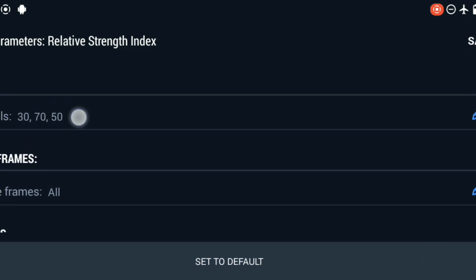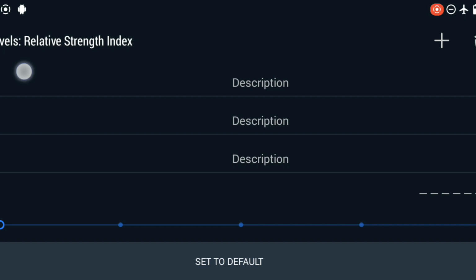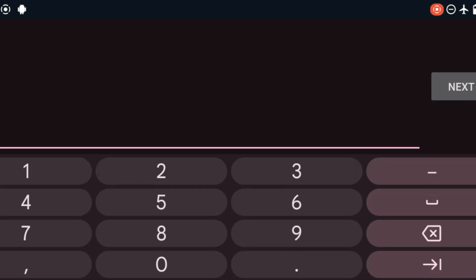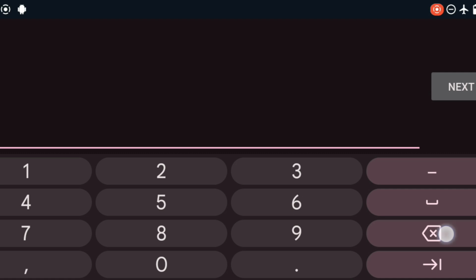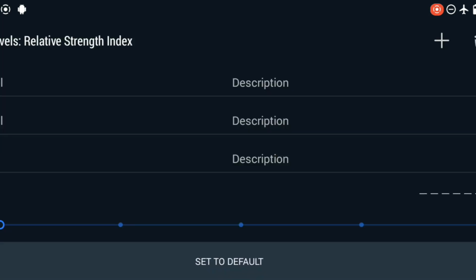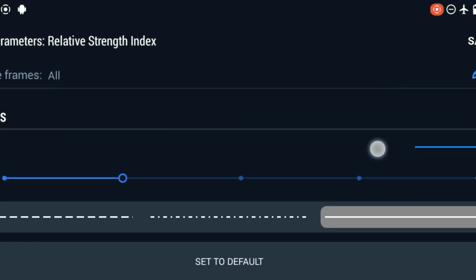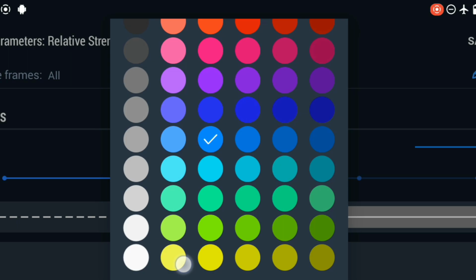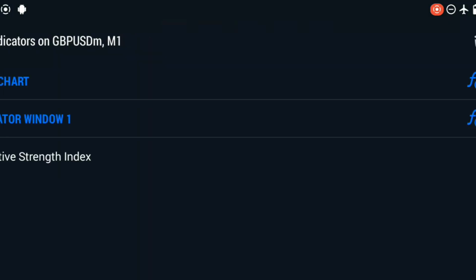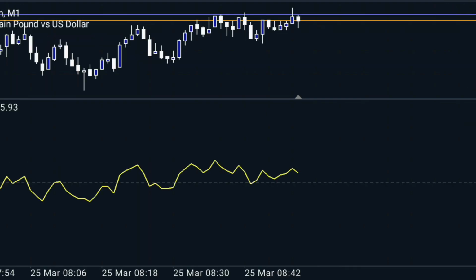We look for levels. Here, we remove the 30 and we remove the 70. Then we can also change the color to my favorite color, and we save and apply. So now you see we only have the 50 level.